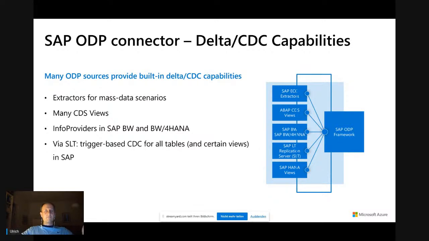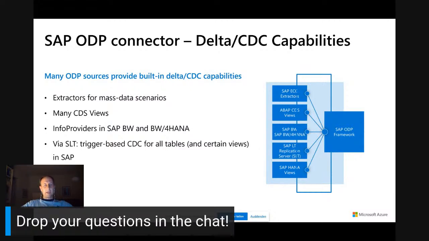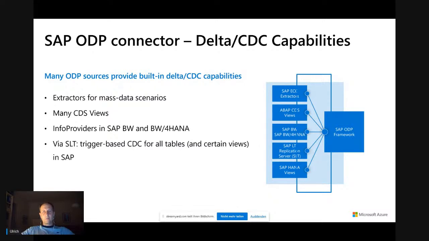Some others, maybe just for smaller amounts of data with, say, 100,000 records, also don't provide any Delta capabilities, because SAP argues that with 100,000 records, you can do a full load once a day, and you will capture all changes anyway. So that's the rough picture of all that ODP.